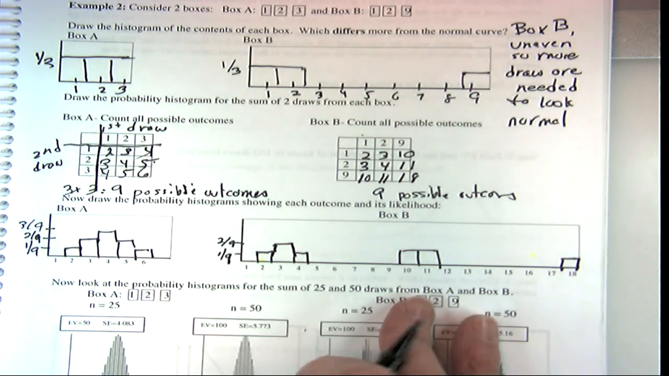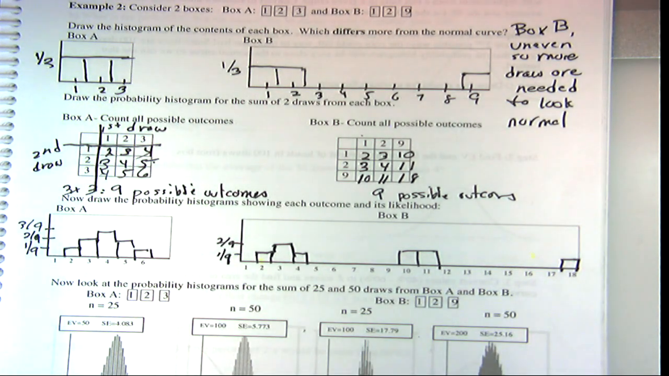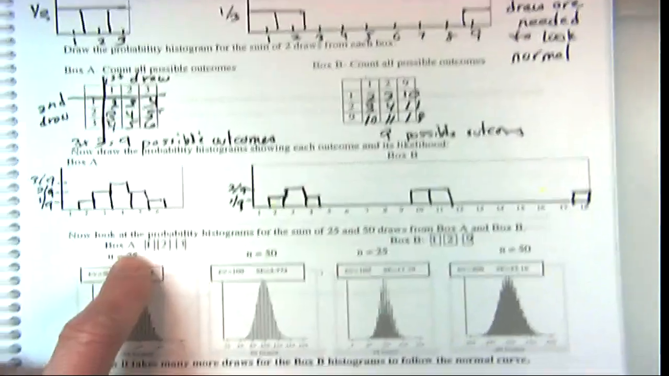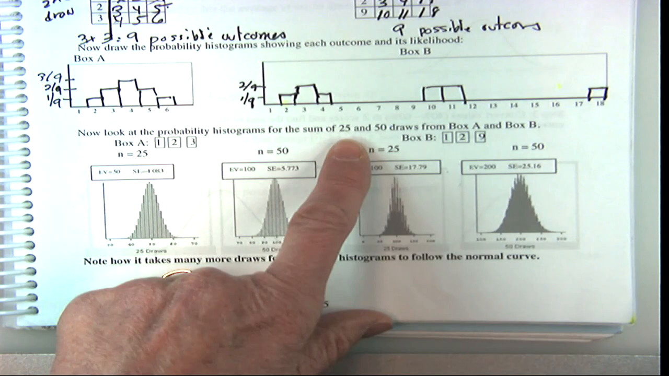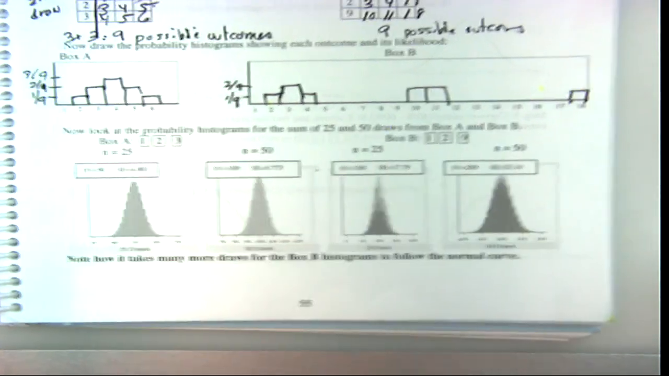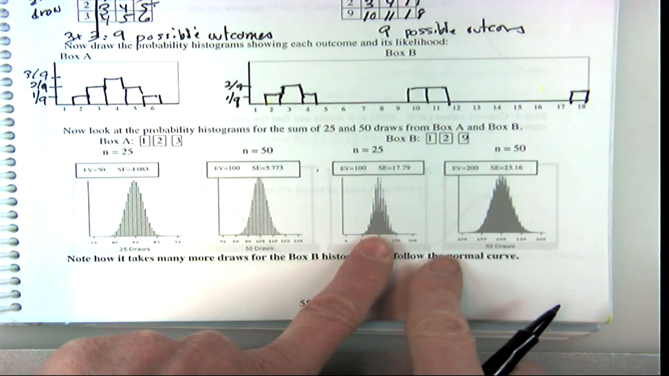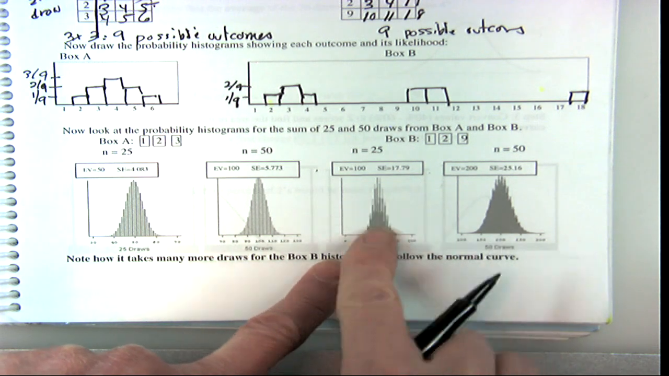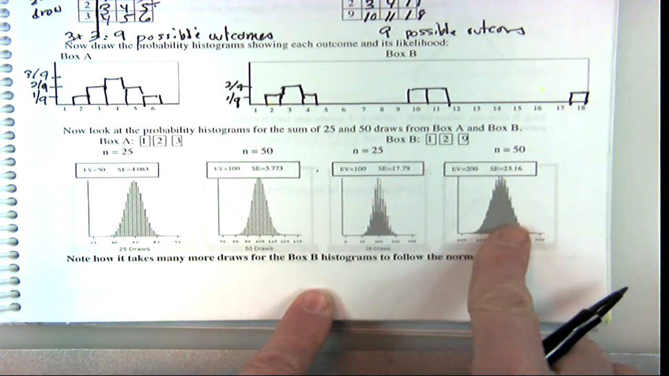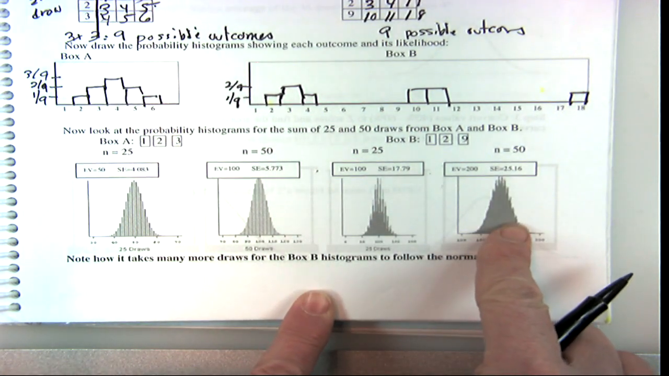But should we do it? Let's just make sure we did it right. Do you want to go back to the computer and look at it? You don't need to? All right, well, here I copied down the probability histograms, the sum of 25 and 50 draws from each of these boxes. You can see that box B is much more jagged, but eventually it gets more and more normal.